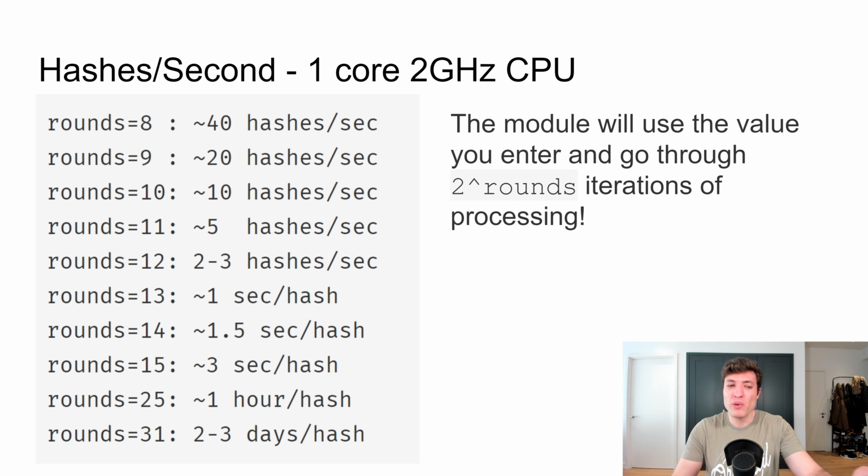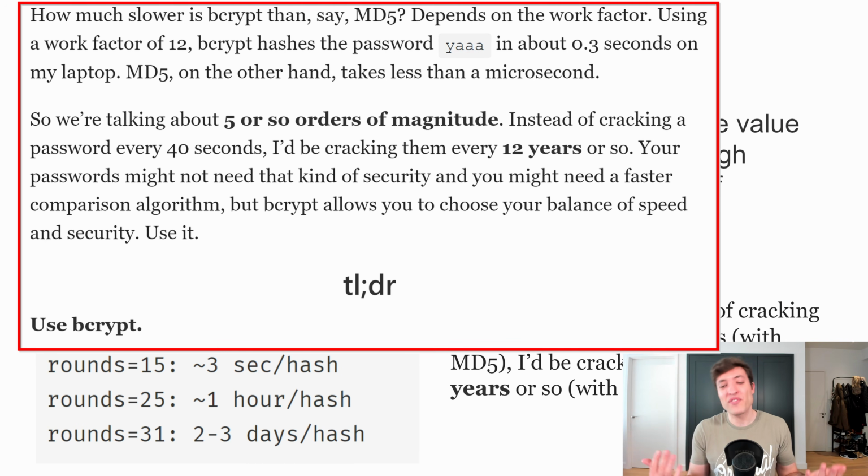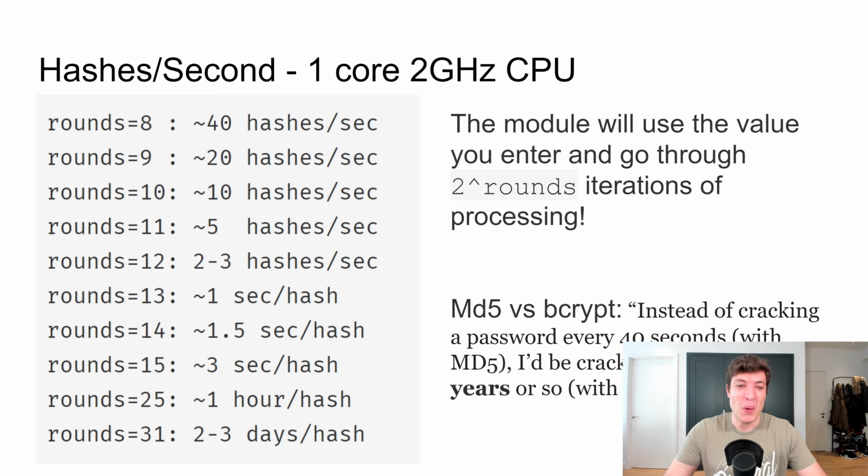I will say you should probably start on number of rounds as 10, and this is the salt rounds if you look into the documentation. So start on 10 and then increase as you need, okay? And again, from the documentation, we can see that instead of cracking a password every 40 seconds with MD5, I would be cracking them every 12 years or so with bcrypt, okay? So that alone should be good enough for us to agree that we should use something like bcrypt. So for this demo, we will use bcrypt in code, okay?